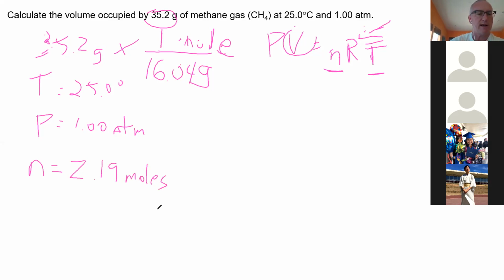So I've got N in the right units. I've got P in the right units. What about T, my temperature? 5 degrees C. That's not the right units for that, right? Converted to Kelvin. How do I do that?